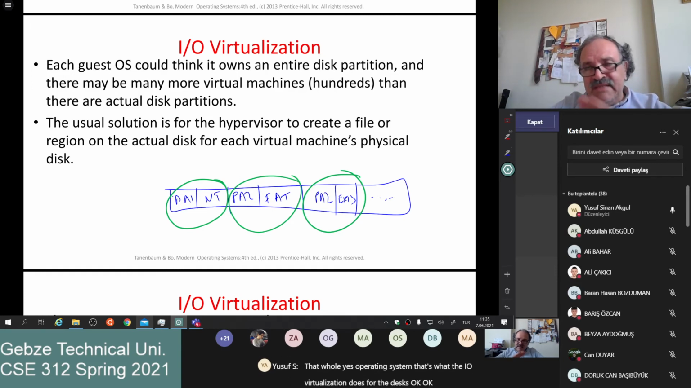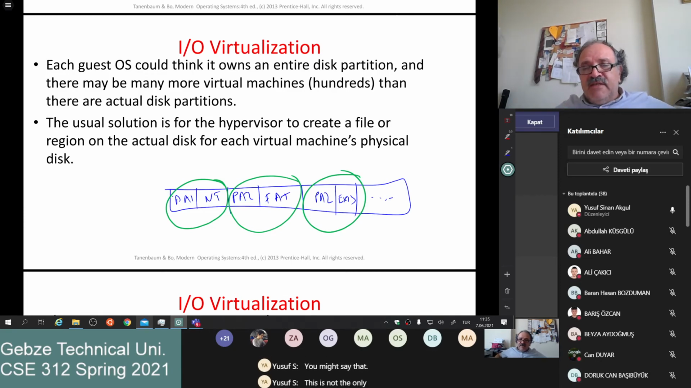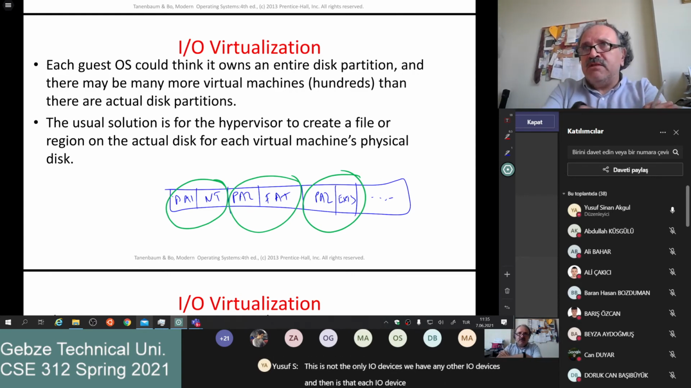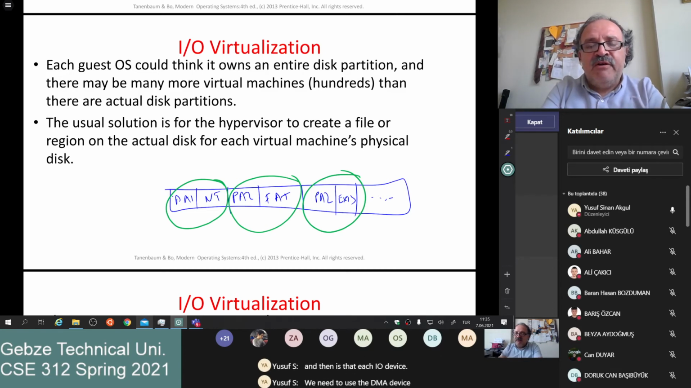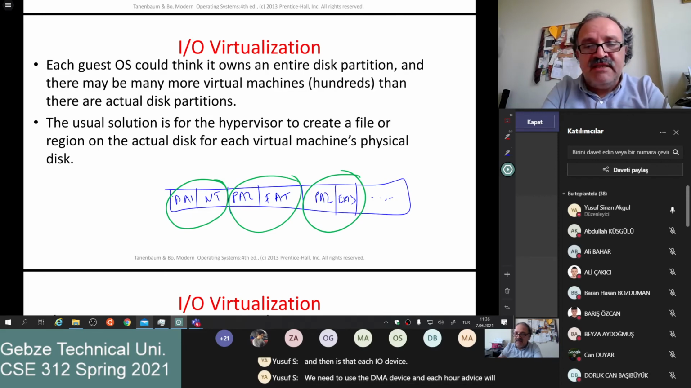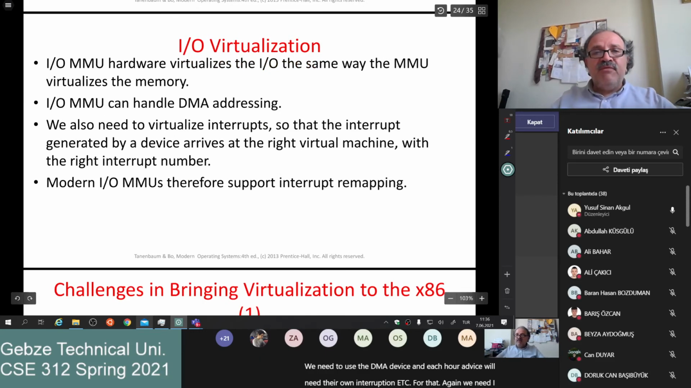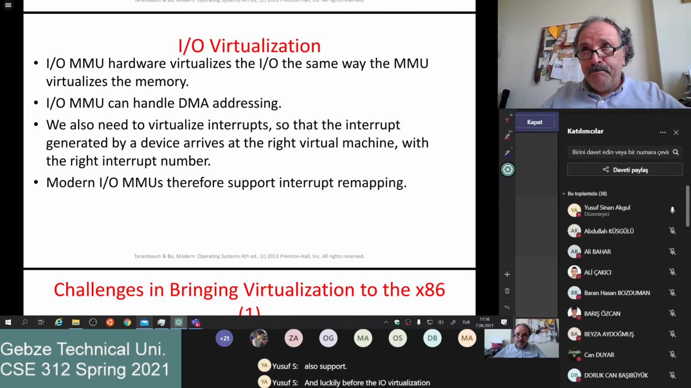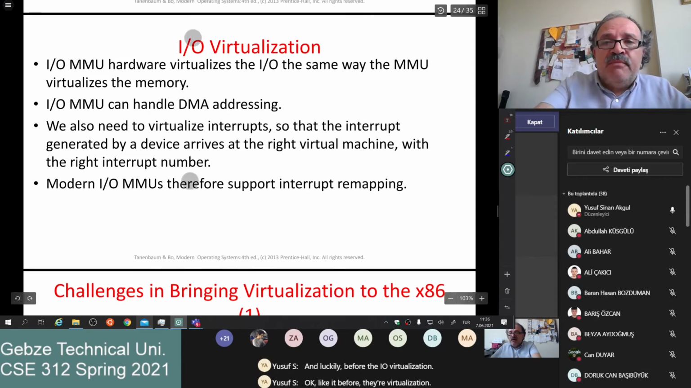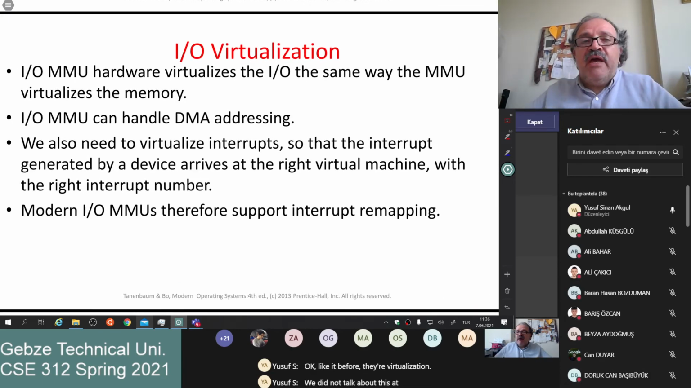Okay, but you might say that this is not the only I/O device. We have many other I/O devices, and for each I/O device, we need to use the DMA device, and each I/O device will need its own interrupts, etc. For that, again, we need the I/O support. And luckily, we did not talk about this at all before, but we have the IOMMU.